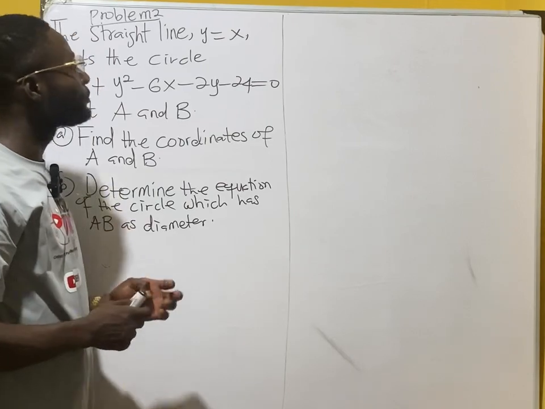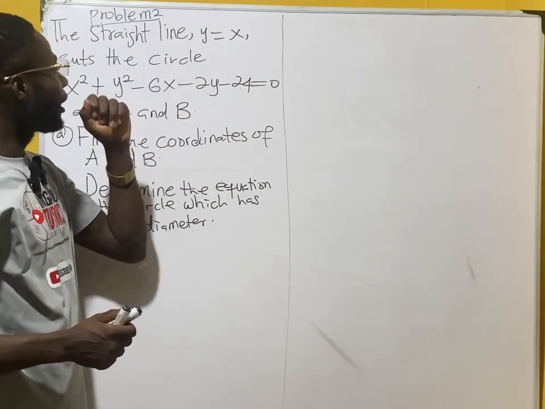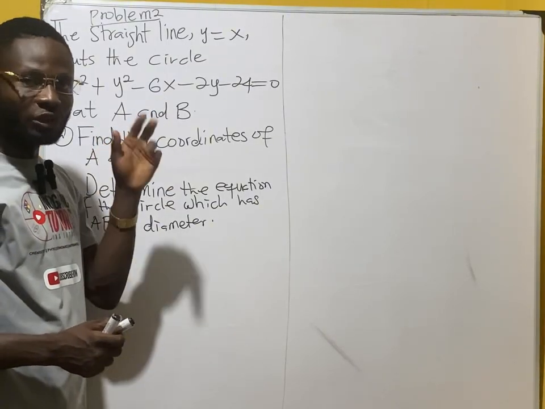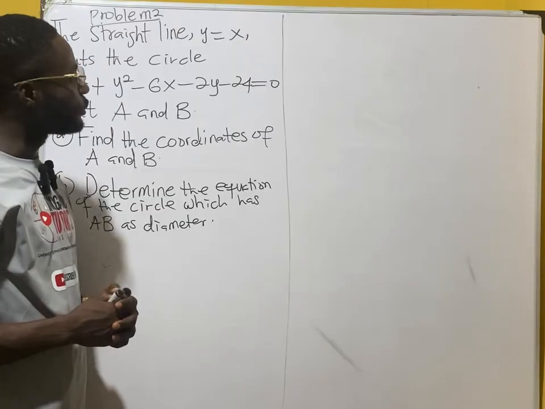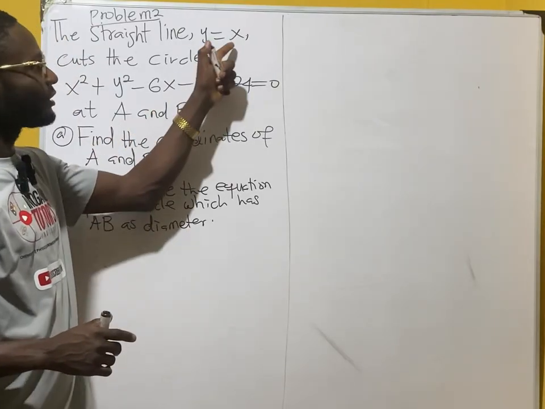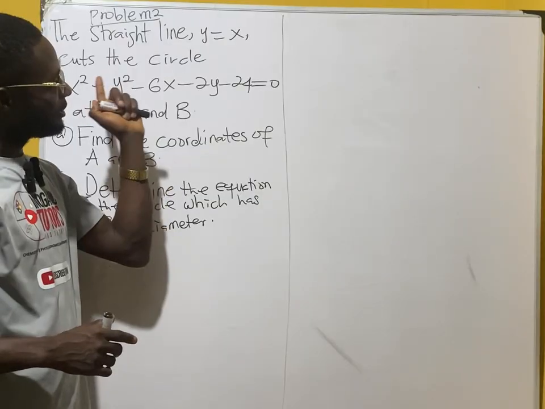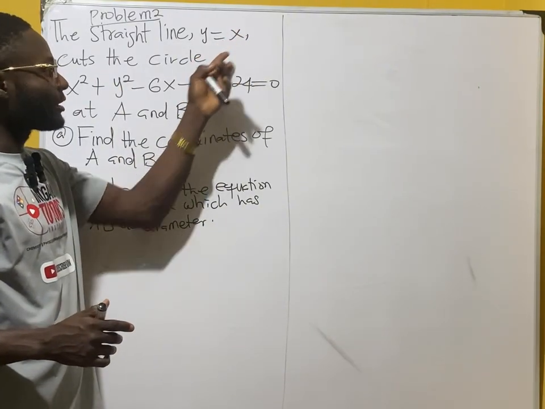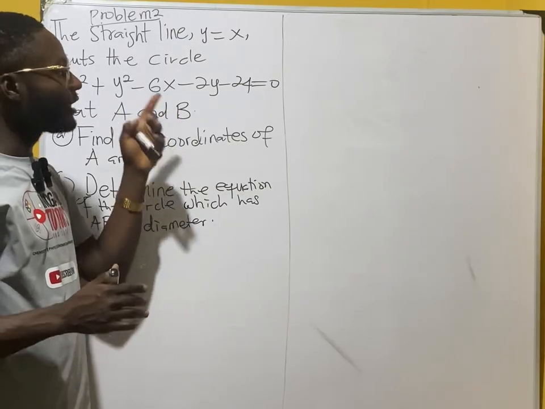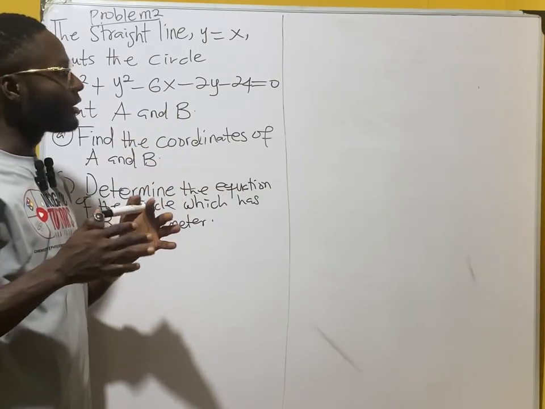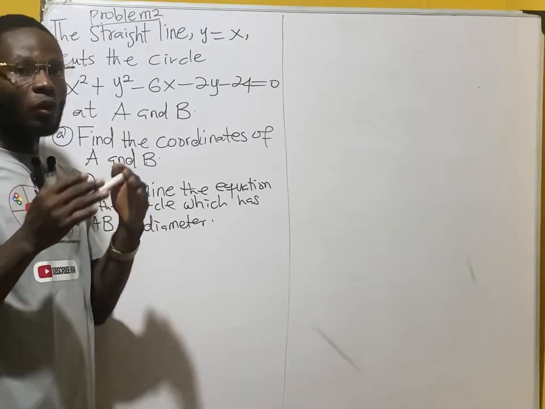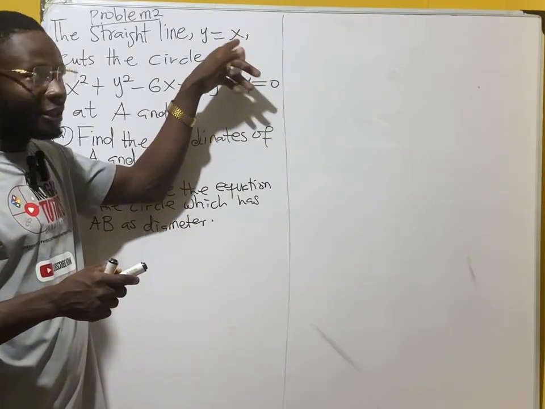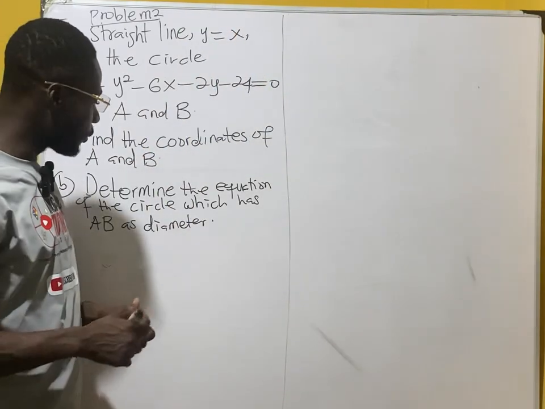First of all, we are given a straight line and we are given the equation of a circle. We are to find the coordinates of these two points, A and B. So what we have to do first is that since this is a straight line and this is an equation of a circle, we first of all substitute y equals x into this equation and find either the x coordinate or the y coordinate. Once we are done with that, then we come back to the equation of the line and find the other coordinate.